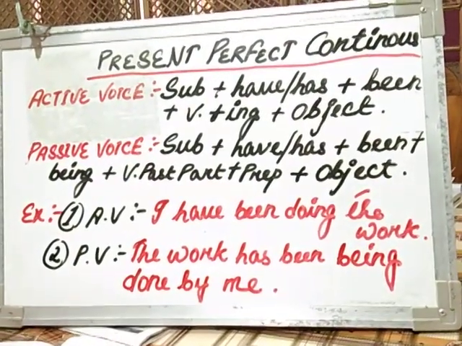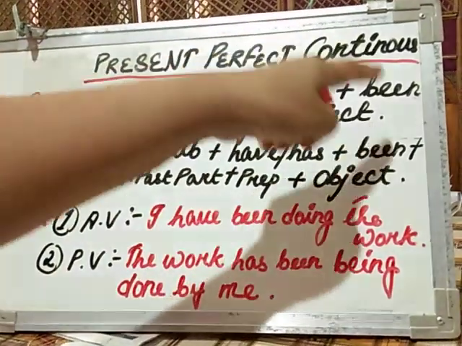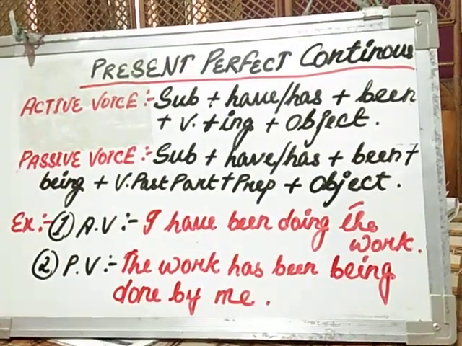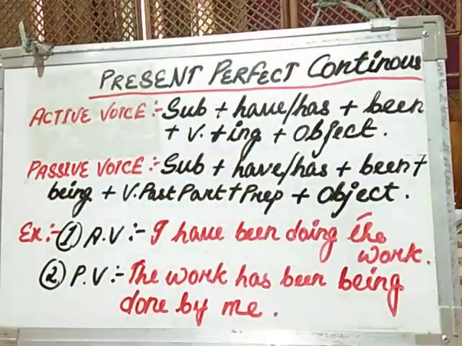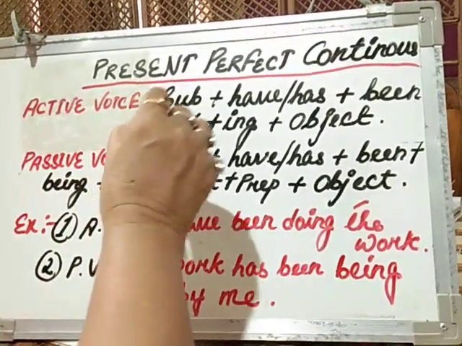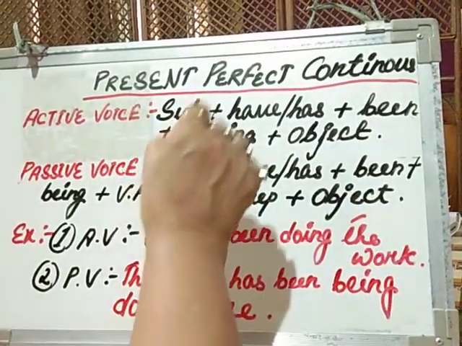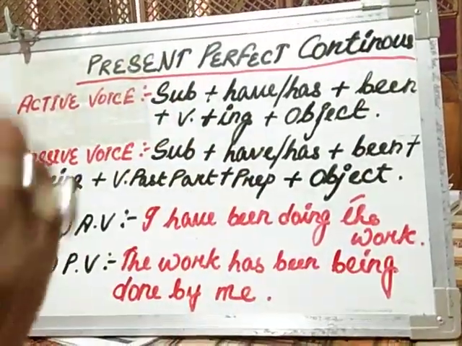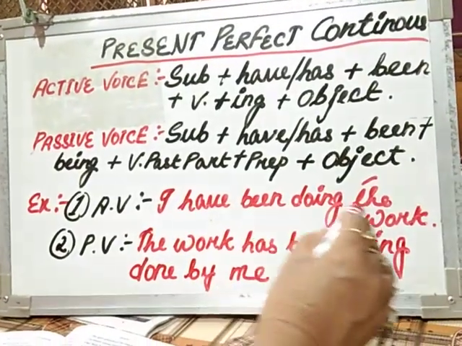So now we have learned about present perfect tense, and now I'm going to teach you present perfect continuous tense. In active voice, in present perfect continuous, what we have to do: subject plus have or has plus been plus verb plus ing. With the verb, it means the verb will get ing, plus object. See here, I have been doing this work.